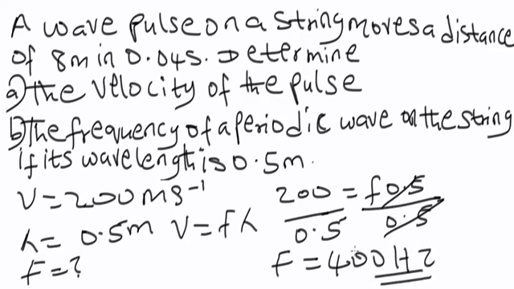So this basically can solve problems involving wave motion. This is basic calculation of wave motion, how to find frequency, velocity, wavelength, and period using this relationship, V equals frequency times wavelength lambda. Okay, so that's it for this class, guys.